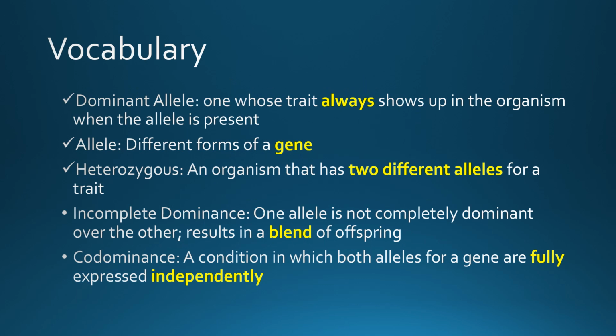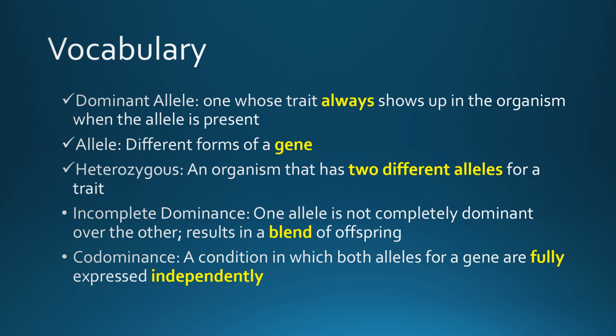A lot of the vocabulary that we're going to be using in today's lesson is review. It's stuff that we've already heard before and have been using before. So none of this should be brand new information except for the two at the bottom. Again, a dominant allele is one whose trait is always going to show up in the organism if one of the two alleles is dominant. In other words, if one of the two alleles that is there is a capital letter, that trait will always show up. An allele is just a different form of a gene.